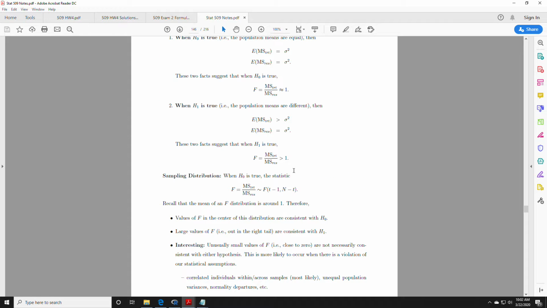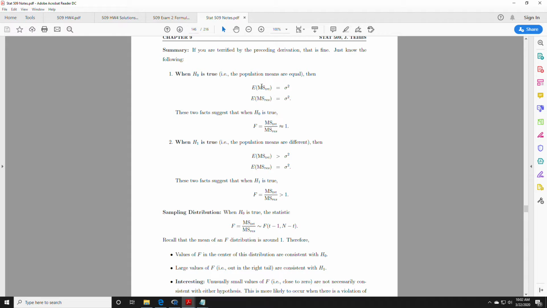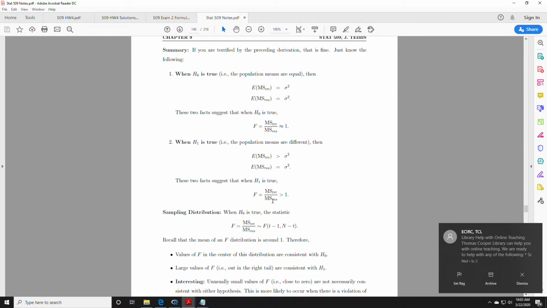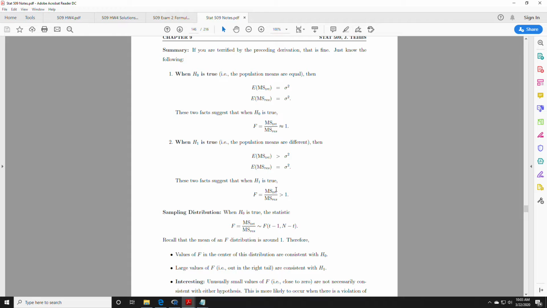So those two estimators, on average, should be the same. On average, they're both equal to the variance. So if you divide the two, you should get approximately 1. However, when the null is not true, the alternative is true, the means are different, then it tends to overestimate the variance, meaning when you divide the treatment mean square by the residual mean square, this should on average be sigma squared, and this should on average be more than sigma squared. Thus, it doesn't matter what those two are, this should be more than 1, because this is now bigger than sigma squared, where this is equal to sigma squared, again, on average.